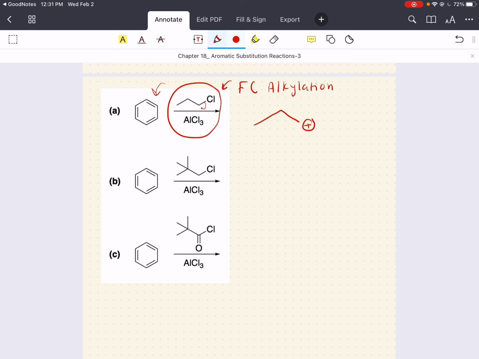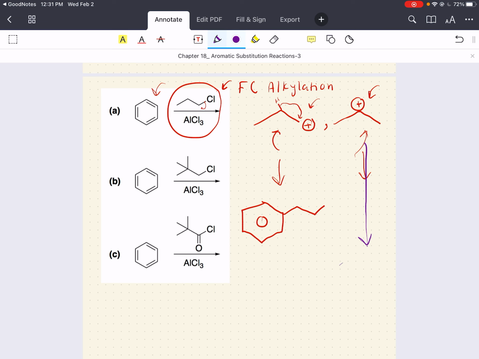Now, an important thing to note here: this carbocation can also go through carbocation rearrangement, and through rearrangement, we can have this carbocation as well. So both of these carbocations, this hydrogen can shift over here through a hydride shift to form this. Now we have these two carbocations that are going to result in two different products from this reaction. One product is going to look like this, and one product is going to look like this.